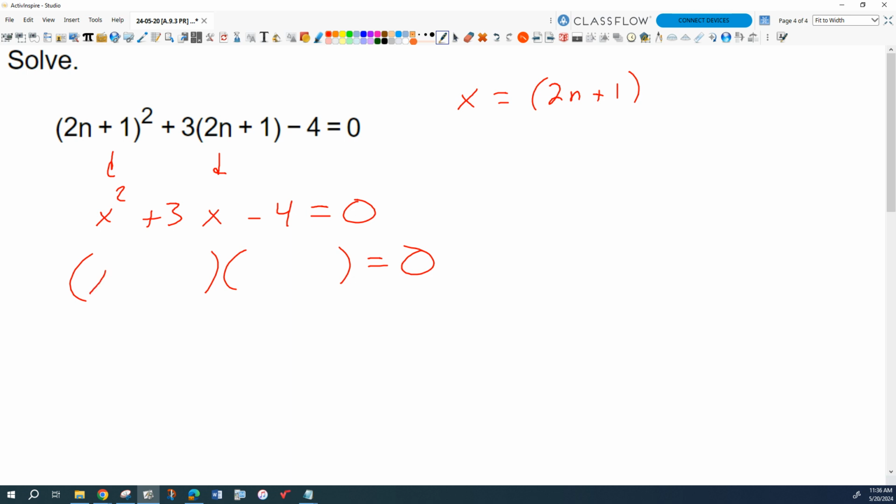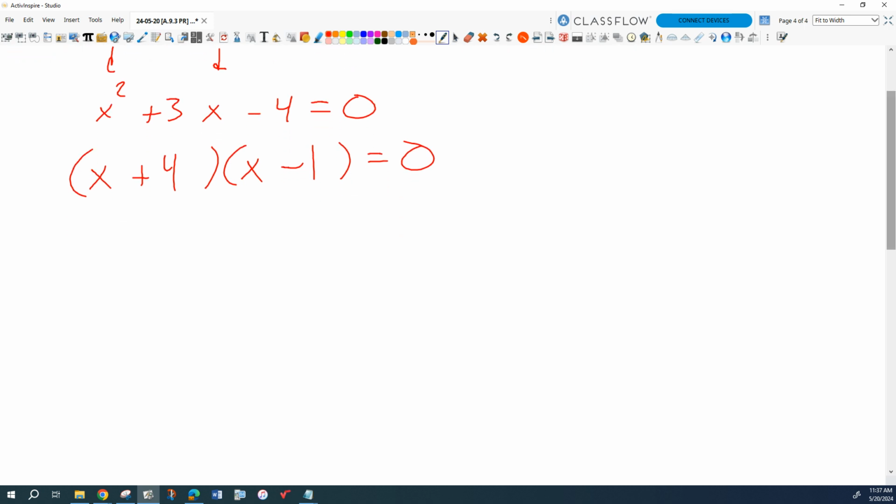x. Okay, now everybody together. My magic numbers would have to multiply to what? -4. And add to 3. Okay. Are there numbers that do that? 4 and -1. Yeah, 4 and -1 would do it. So I'd have x plus 4 and x minus 1. So that's pretty easy then, right? What are my solutions? Okay, good. x equals -4 or x equals 1.